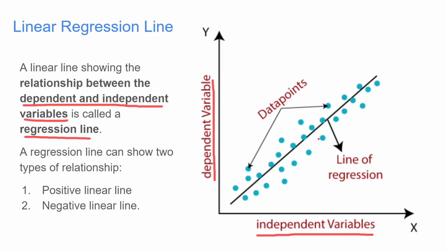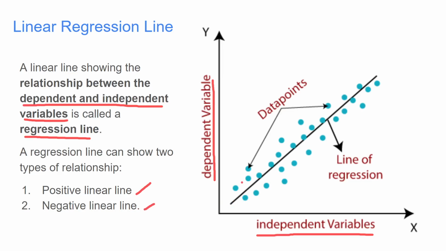And above and below you see the points. These are called the data points, where the data points scatter in the scatter chart. The blue dots are called data points, and this black line is the line of regression. Basically it shows the relationship between dependent variables and independent variables. This is a best fit line as a line of regression. And a regression line can show two types of relationship: one is a positive linear line, and one is a negative linear line.